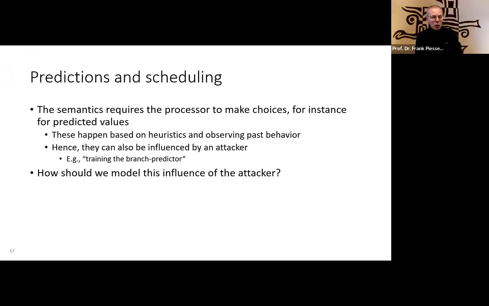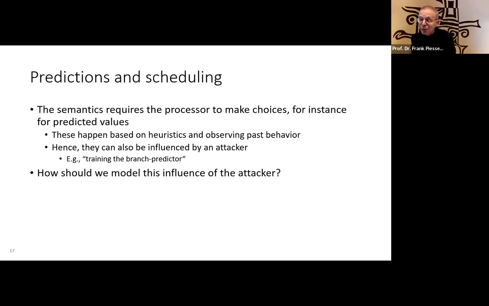Okay. So I hope with this example you have an idea of how speculative and out of order execution work in the model that I'm using here. One thing that I want to point out again is that with this speculation and out of order execution, the processor has to make some choices. For instance, will I predict that a branch will be taken or not? And another aspect that's important, another aspect that attackers will exploit is the fact that they can influence these choices by the processor. For instance, a processor will predict whether a branch is taken or not based on heuristics and the past behavior, things that it has seen in the past.